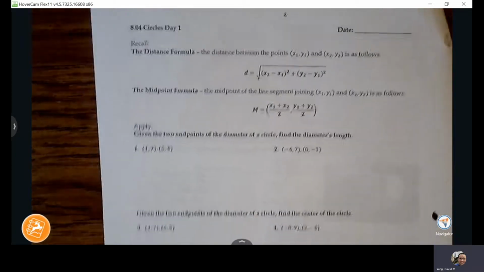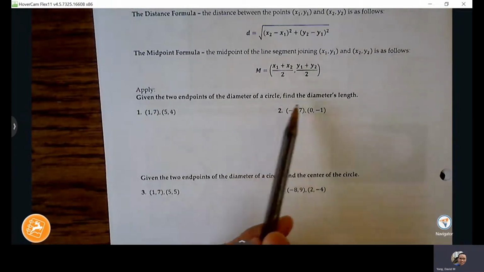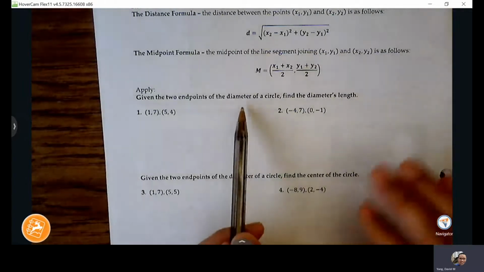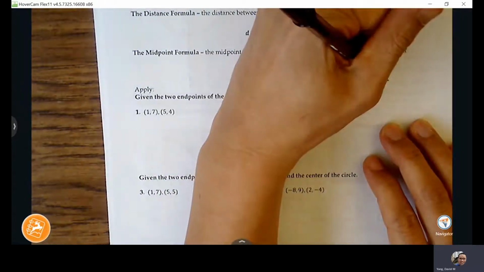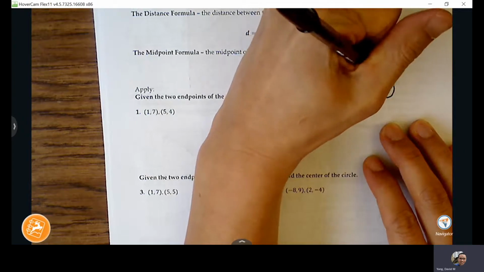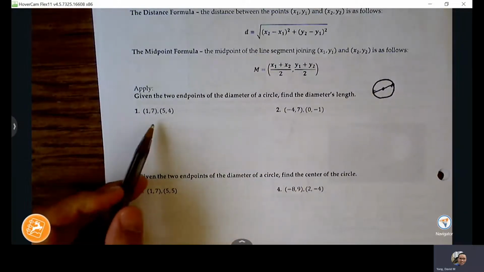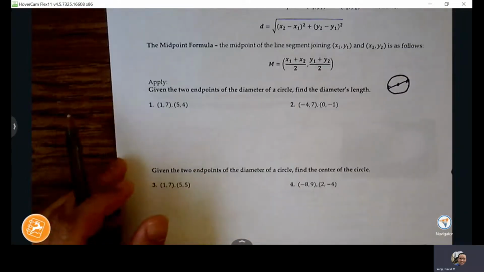Okay, so just for practice, given the 2 endpoints of the diameter of a circle, find the diameter's length. This is going to be helpful later on when we use that diameter length to help us find the radius. So we're just going to use distance formula for number 1 and 2.